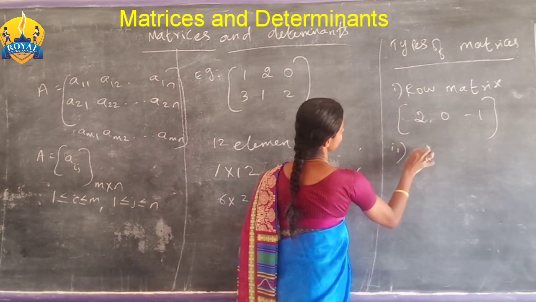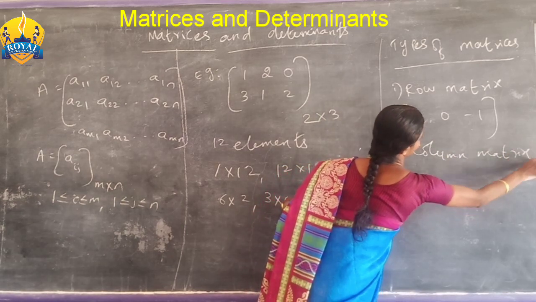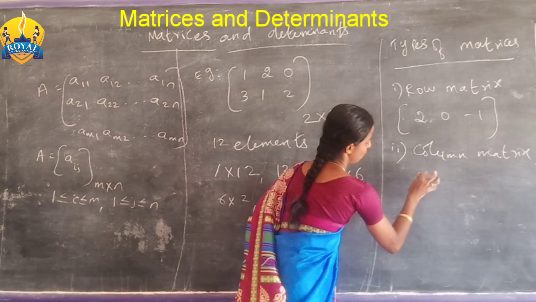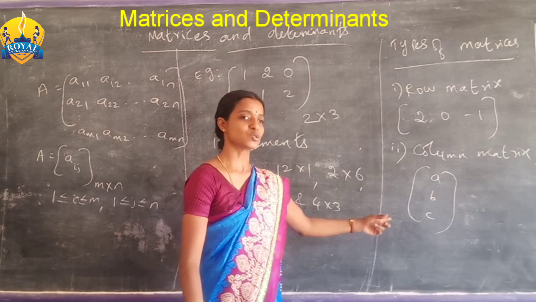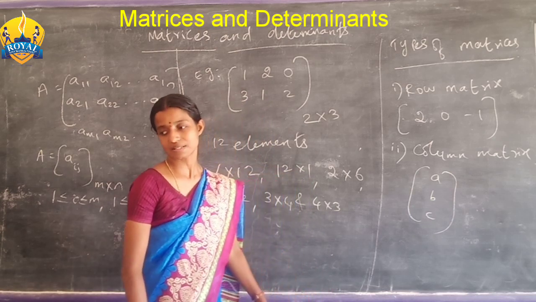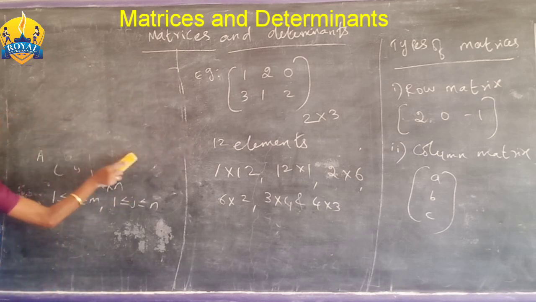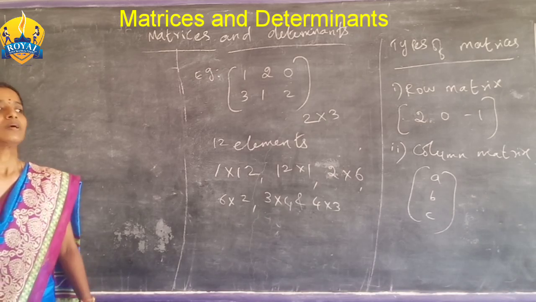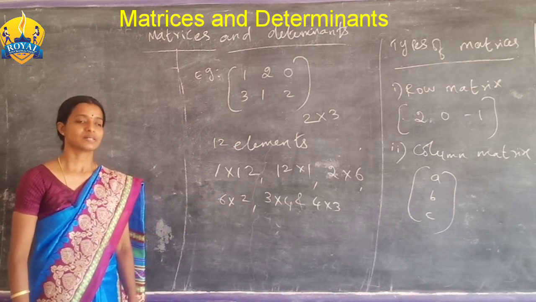Now second is column matrix. A matrix is said to be a column matrix if I have only one column. If I have elements inside the square bracket as a single column, this is said to be a column matrix.